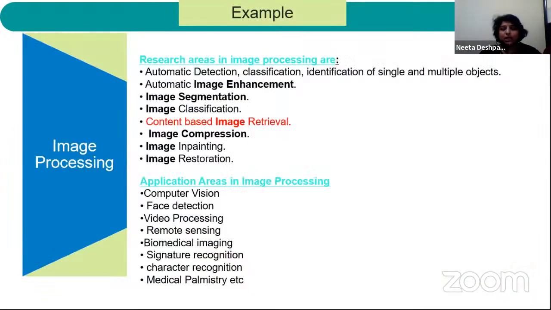Then I've just given you one example. For example, if my research area is image processing, I have so many areas of image processing available. Automatic detection, classification is one area, identification is one area, automatic image enhancement is another area, image segmentation, and so many areas are available. Now what I did here is I put a red mark on content-based image retrieval. So let's say I want to select the area as CBIR.